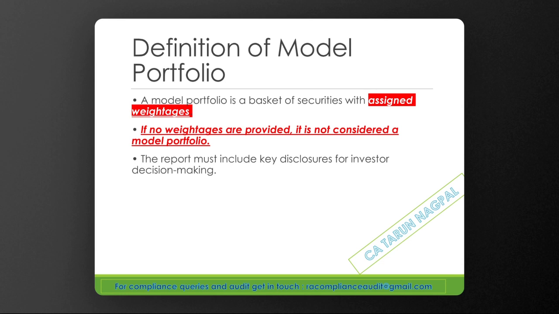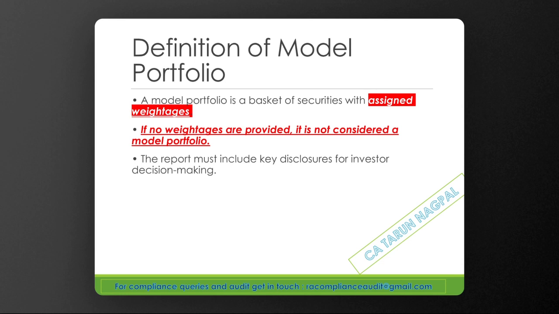The next one is what the disclosure or reporting requirements for a model portfolio are. Before I go into that, you need to have two things in a model portfolio: the weightage, and a launch date. There are two critical dates in a model portfolio. One is the launch date, the date on which the model portfolio is issued by the research analyst. The day you issue a model portfolio is your launch date. Then there is another date, which is called the update date.